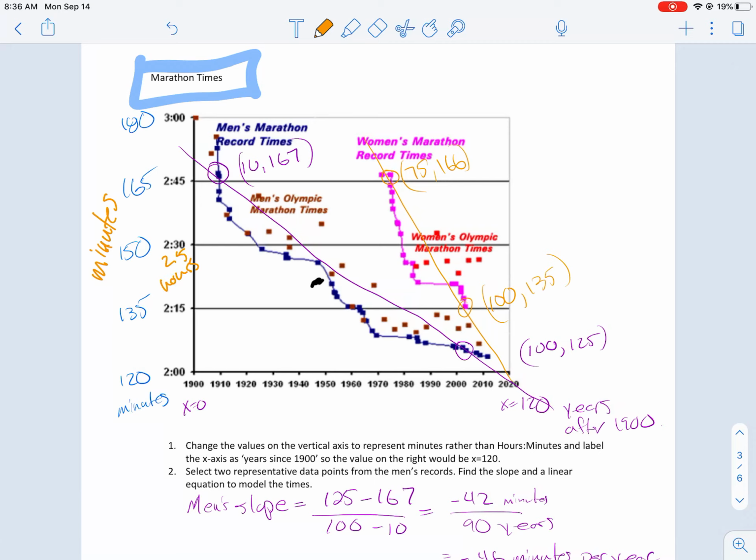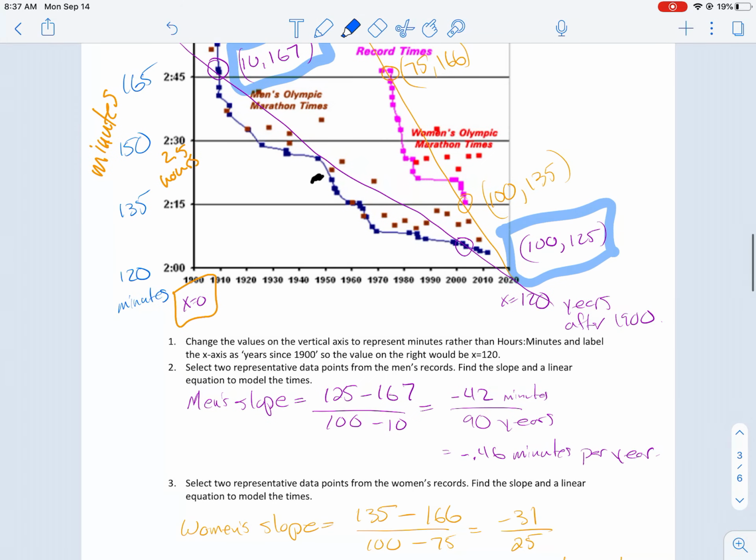But it seems like minutes makes more sense for this problem. And again, the x-axis is years, but I chose it to start at 1900, right? And so you can find, I picked 2 points here, this point up here, 10 and 167, which means the year 1910, the time was 167 minutes. And over here I picked 100 years after the start, the time had dropped to 125 minutes.